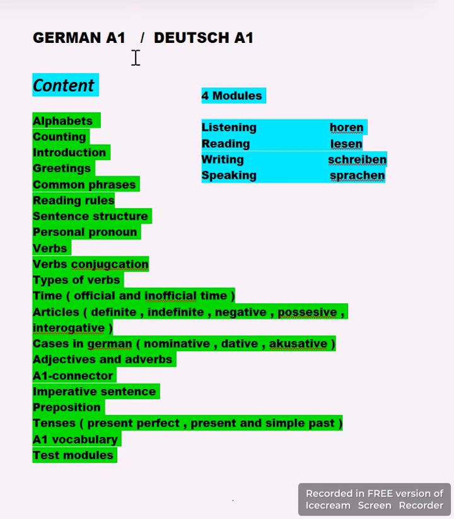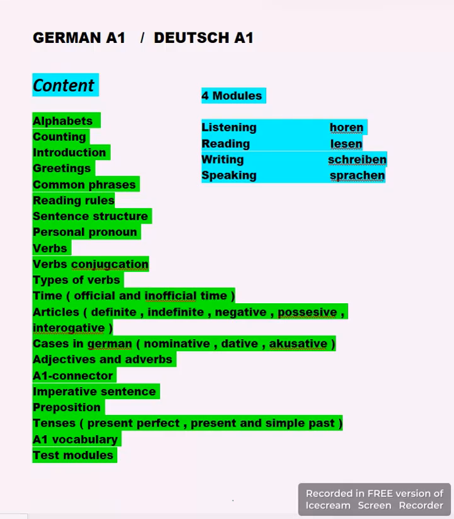Okay, guys, so today we are starting our German A1 series, and first of all, we will be discussing the content of German A1, like what we will be studying throughout the course, and let me give you an overview or idea about that.